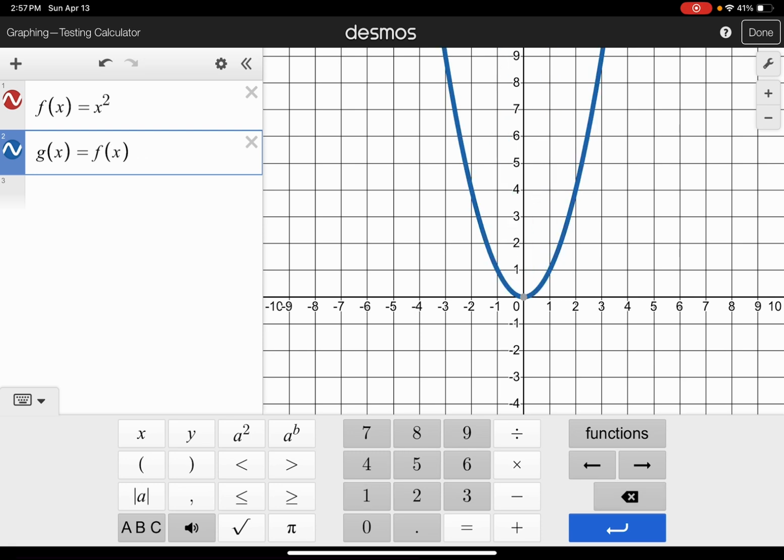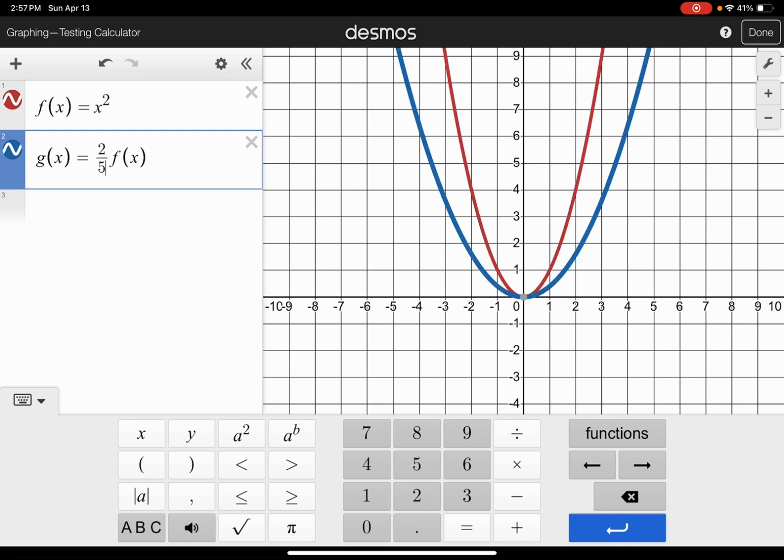Now let's try a number that is smaller than 1, but isn't negative, because negatives deal with reflections, they don't deal with width. So let's do 2/5. So if I change my 1 in front of x squared to 2/5, my graph actually got wider.